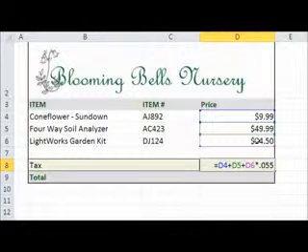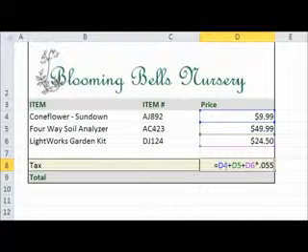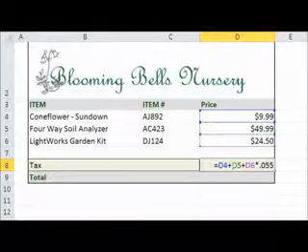Now, is this formula going to give us the correct result? No, it's not. Multiplication comes before addition, so Excel will multiply D6 times 0.055, and then it will add D4 and D5. And that's not actually what we want to happen.